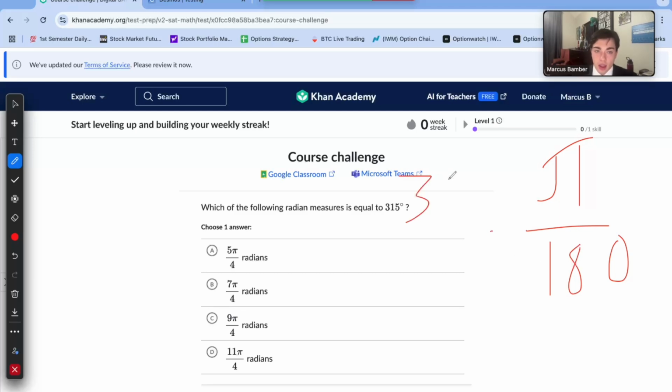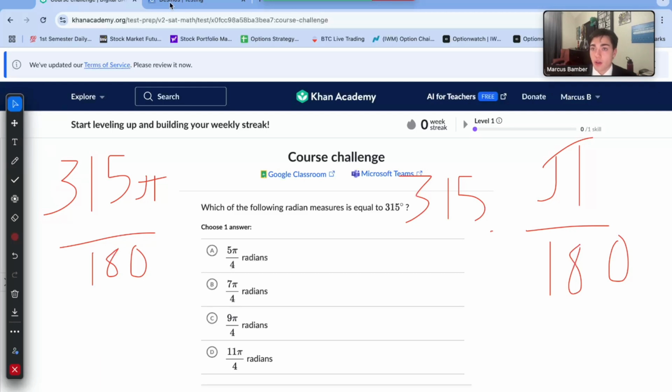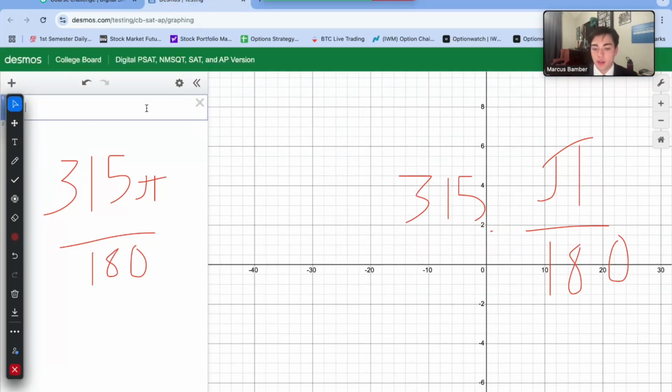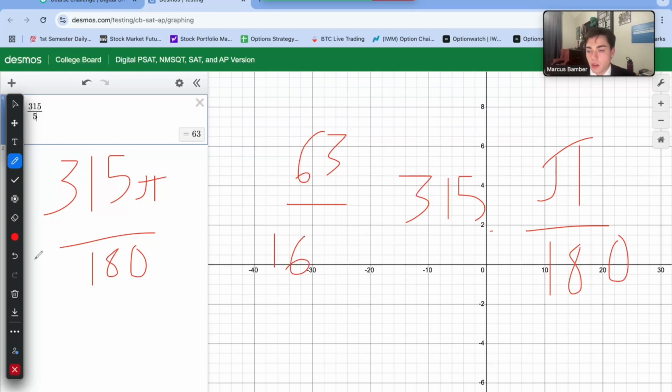So all we have to do here is 315 times pi over 180, and then simplify the following fraction. So we're going to just simplify 315 over 180. First of all, we can divide by 5, so we're going to do 315 divided by 5. And then we know 80 divided by 5 is 16. So we have 63 over 16. That's 80. We have to do 180. And then we're going to do 180 divided by 5.